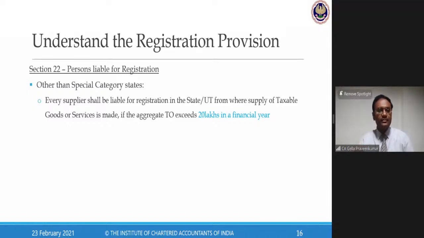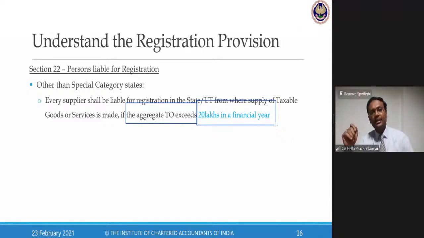It says, other than your 4 special category states, if your aggregate turnover, friends, please keep in mind what we have discussed in our previous examples and definitions. They are referring to something called aggregate turnover. If this aggregate turnover is more than 20 lakhs, then registration is required. Persons liable for registration: if I have my aggregate turnover in any of the states other than those 4, and that aggregate turnover exceeds 20 lakhs, Section 22 gets triggered, where I have to register under GST law.